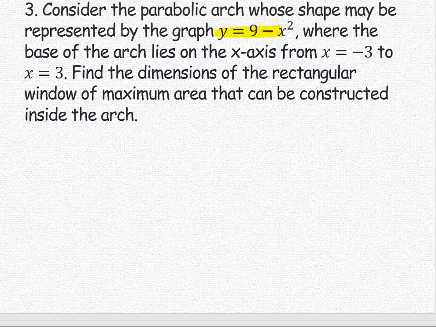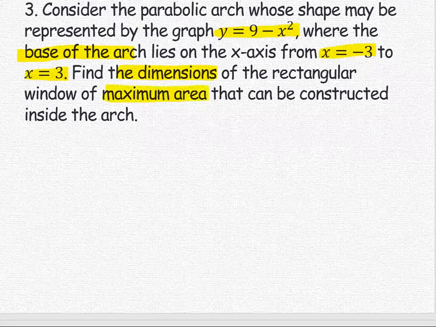Parabolic graph y equals 9 minus x squared, where the base of the arc lies on the x-axis from x equals -3 to x equals 3. Find dimensions of the rectangular window of the maximum area, another key term here, maximum area, that can be constructed inside the arc. The picture is not provided.